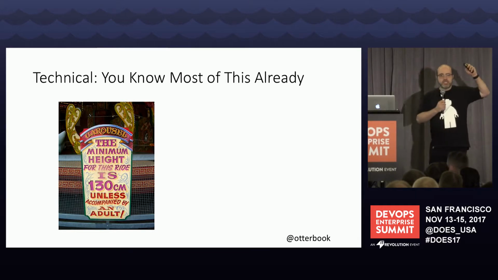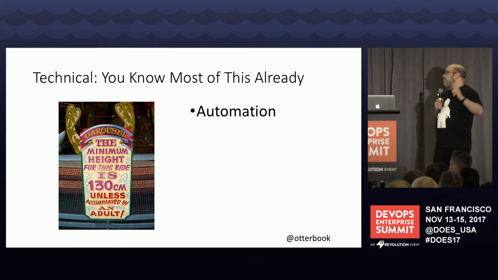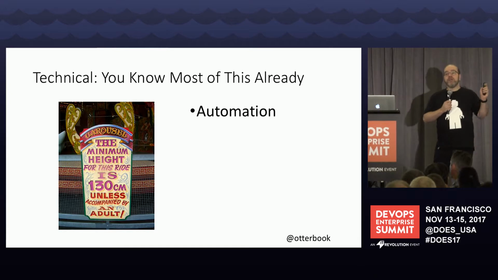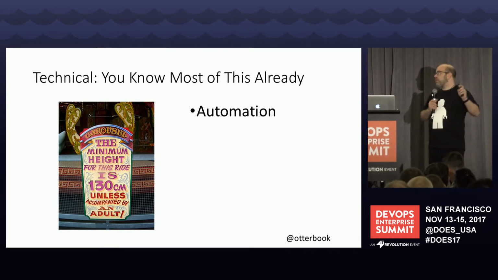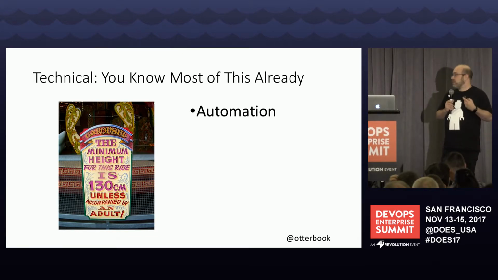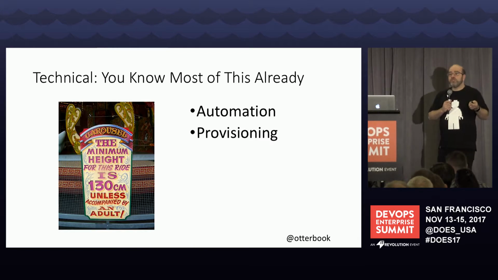You have to be this tall, which means that your environment has to already have some value and emphasis on automation. It will not work if you do this without doing automation, as far as I can tell. You must have your provisioning down pat. CI/CD, does this sound familiar?